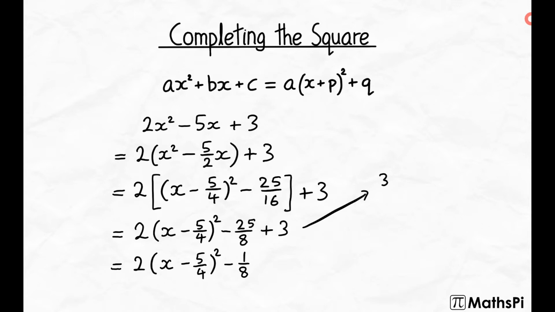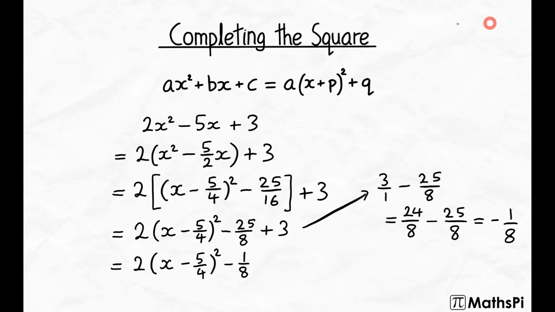you're basically doing 3 take away 25 over 8, which is the same as 3 over 1 take away 25 over 8. Getting a common denominator here, which would be 8, the numerator there is going to change to 24. So it's 24 minus 25, and that will give you negative 1/8. This is also something that with practice you'll be able to do in your head, but of course, as I've said from the start, just write this out if you're unsure. It takes a lot of practice.